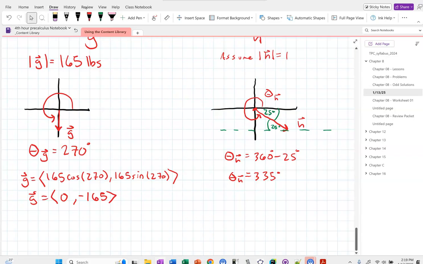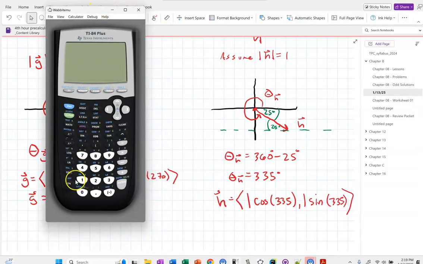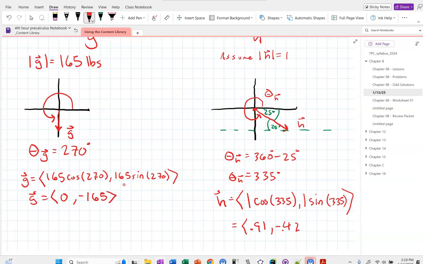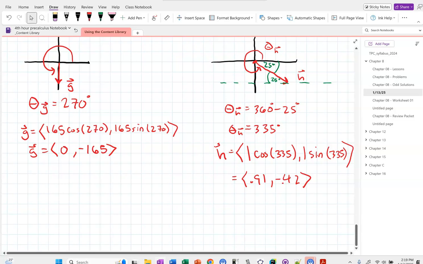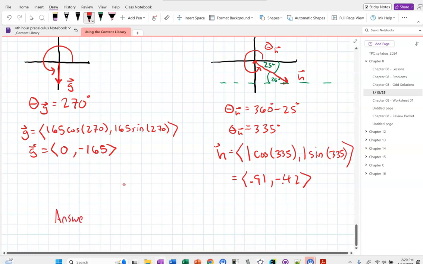Does that look okay so far? So if I write this in component form, and I go to my calculator, say 0.91, comma, negative 4.22. So far, so good.